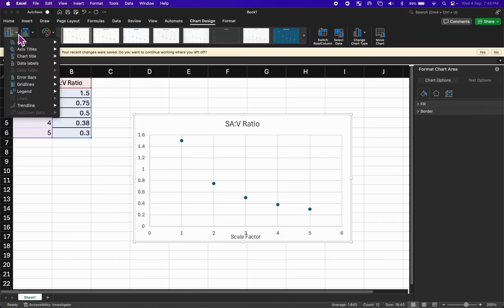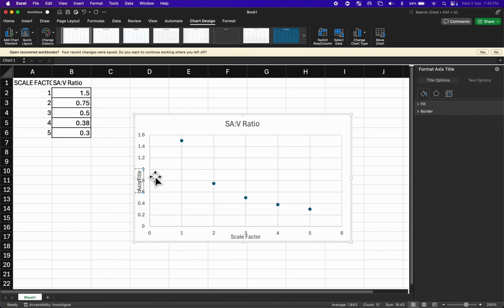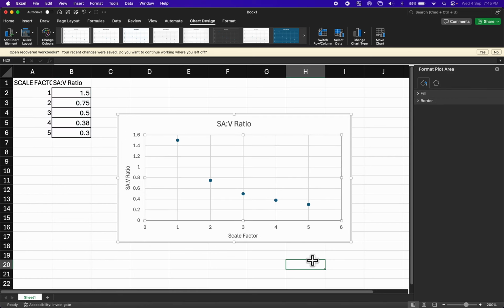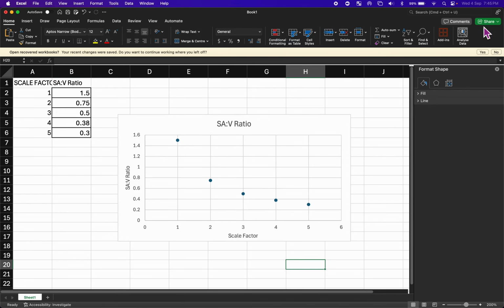And add chart element. Primary vertical. That was SAV ratio. Make it a little bigger so our labels aren't all overlapping. Yep, chart done.